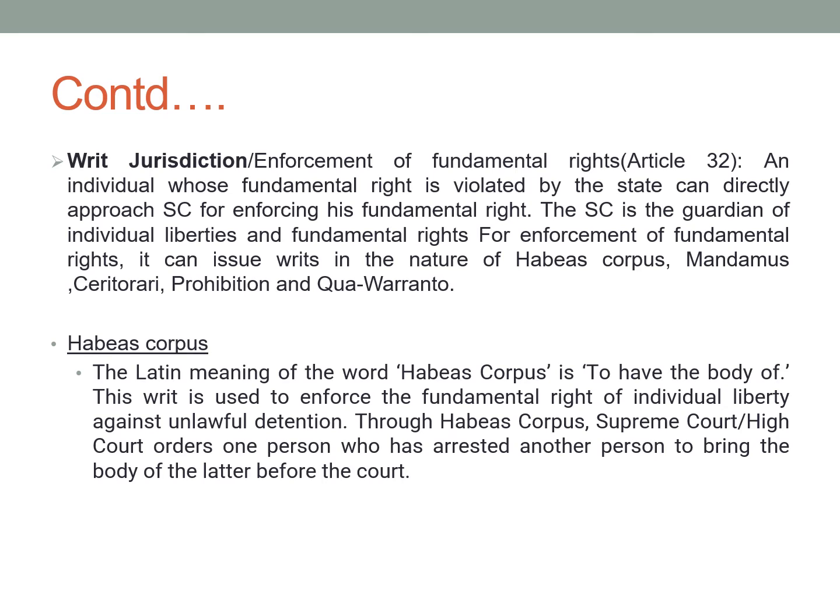Next is the writ jurisdiction for enforcement of fundamental rights, Article 32. An individual whose fundamental right is violated by the state can directly approach the Supreme Court for enforcing his fundamental right. The Supreme Court is the guardian of individual liberties and fundamental rights. For enforcement of fundamental rights, it can issue writs in the nature of habeas corpus, mandamus, certiorari, prohibition and quo warranto.